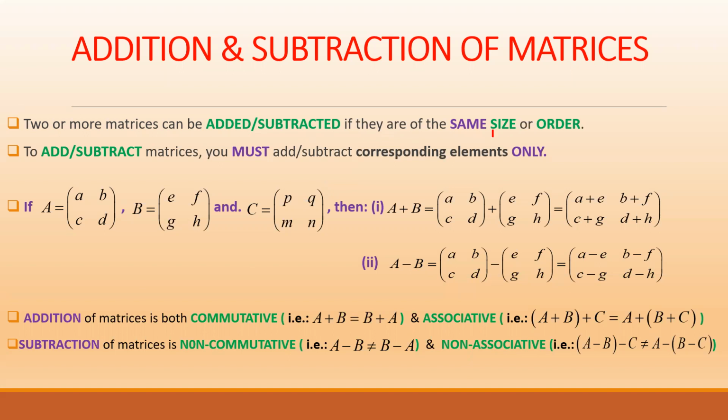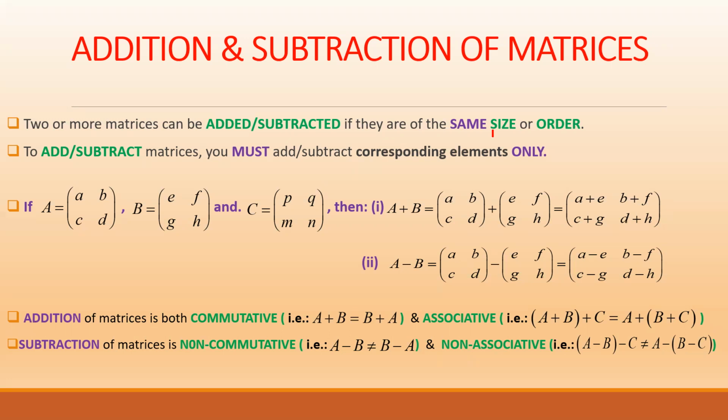That information is very key, which is why we looked at it initially. So for two or more matrices to be added or subtracted, they must be of the same size or order. That means you cannot add or subtract two matrices that have different sizes or different orders. That cannot work. You have to add or subtract matrices that are of the same size, right?